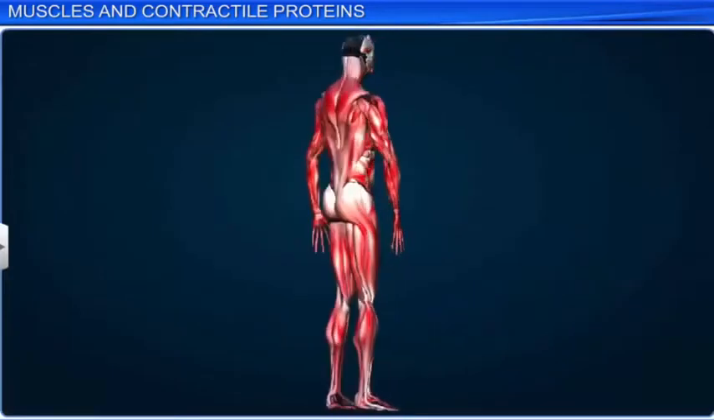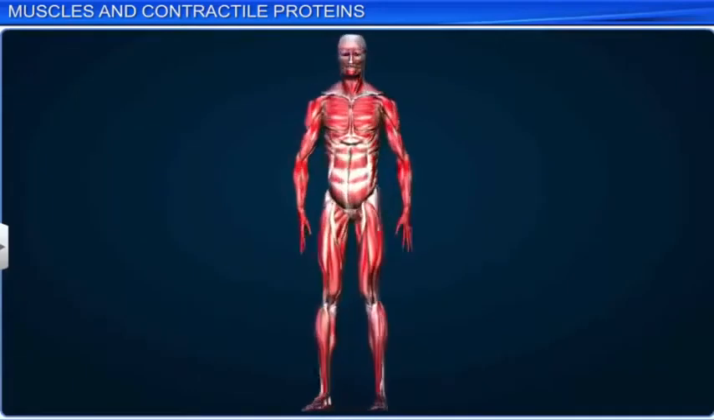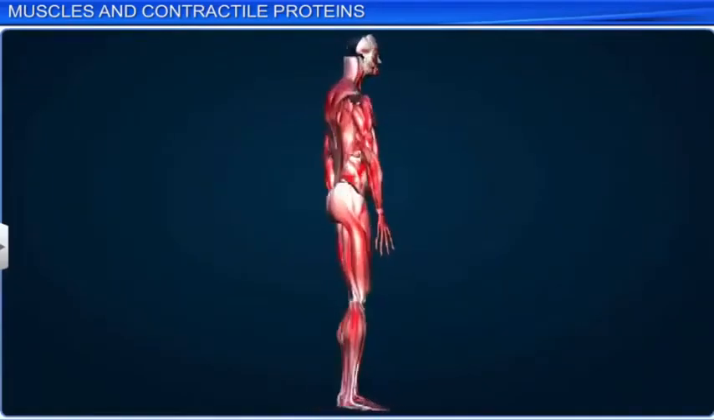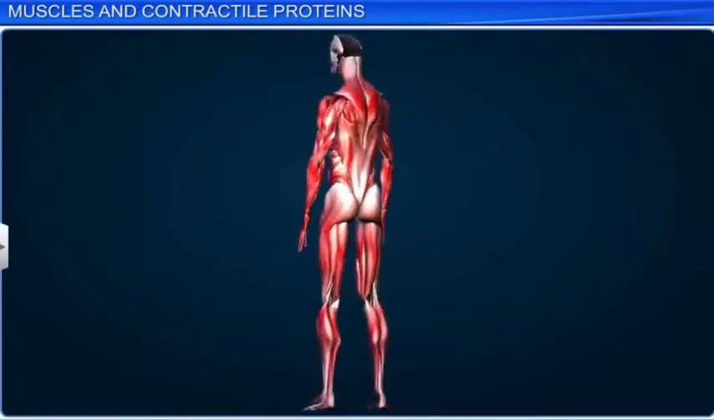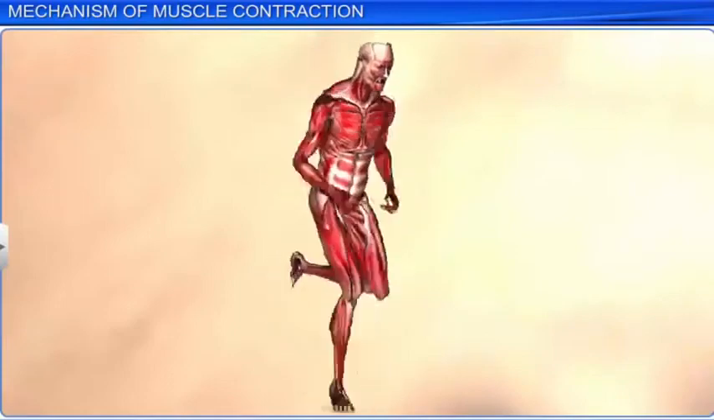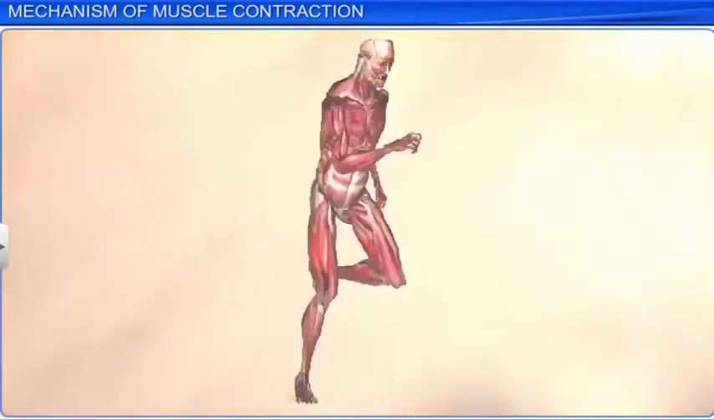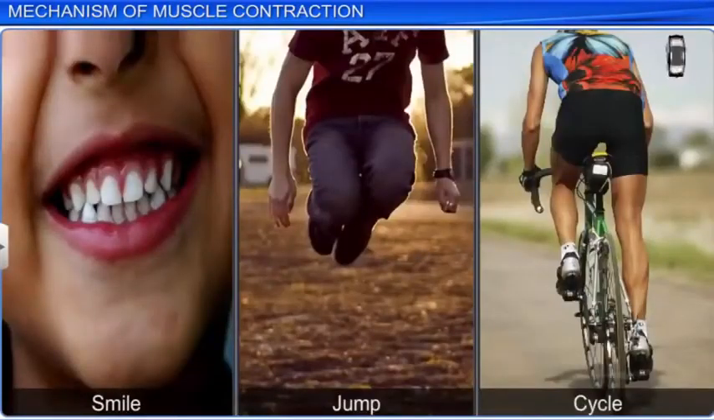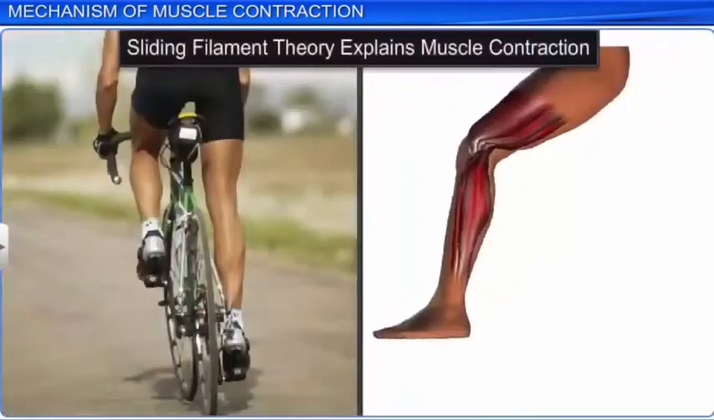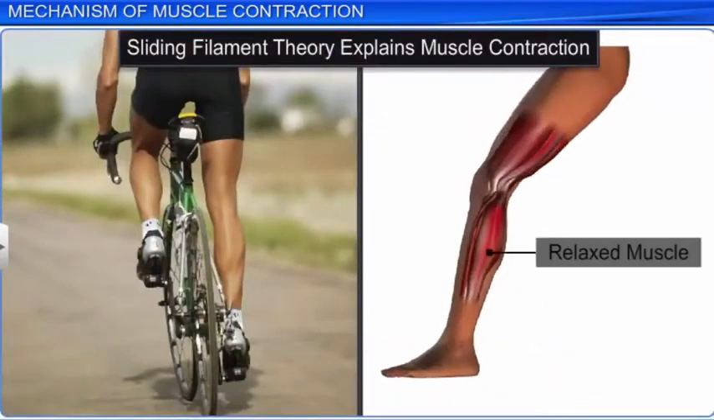Although the human body has about 650 muscles, in every physical action, whether blinking or running, there is an interplay of muscles as well as complex proteins. Muscle is a special organ that transforms chemical energy into movement. How do you think our muscles contract when we smile, jump, or cycle? The mechanism of muscle contraction is well understood by the sliding filament theory.